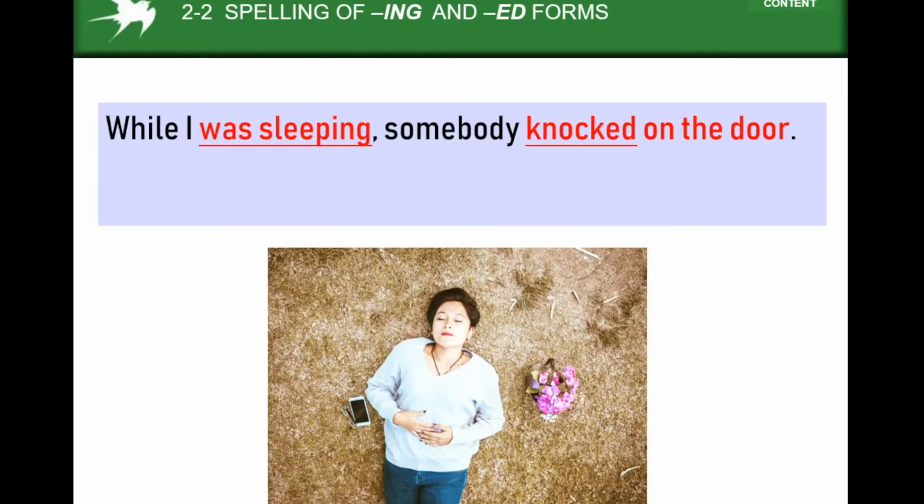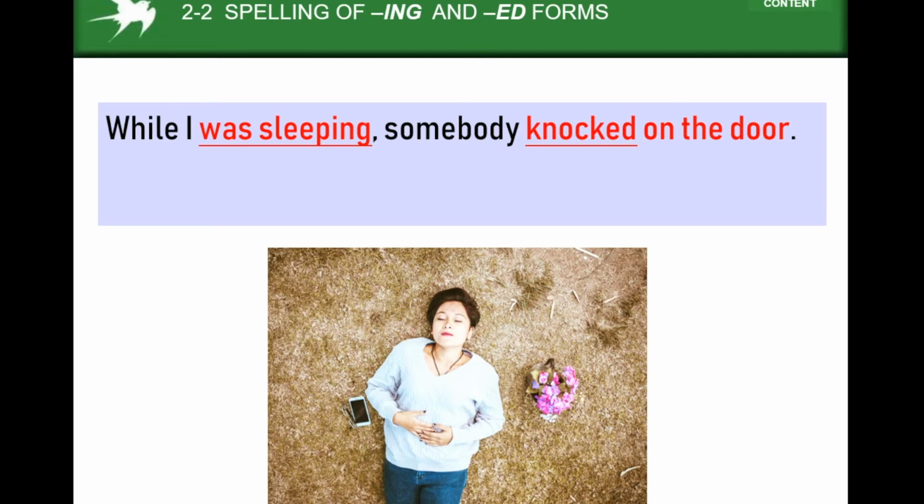In this part, let's look at the spelling rules for adding ing and ed. Before we start, let's take a look at this sentence. While I was sleeping, somebody knocked on the door. Which action was happening, or which action was in progress? You'll say was happening. That's right.